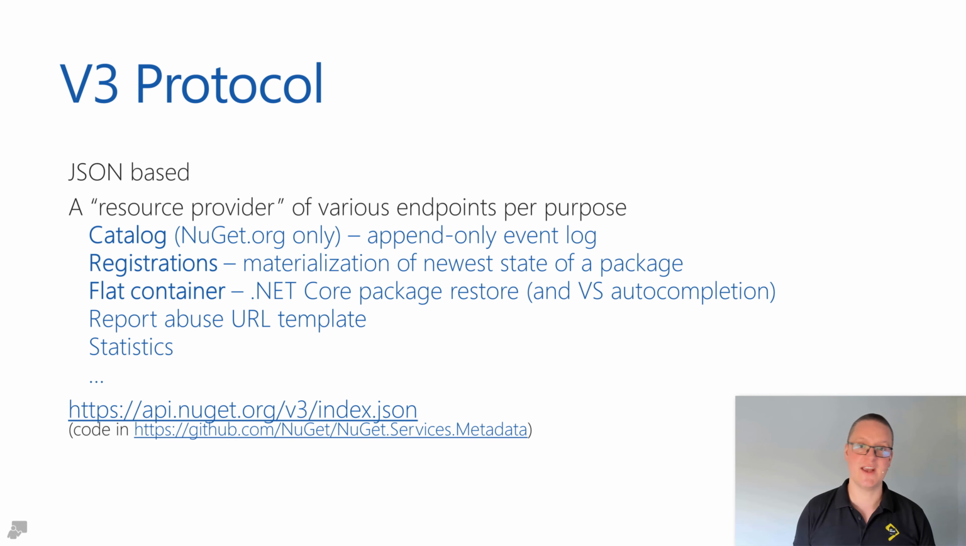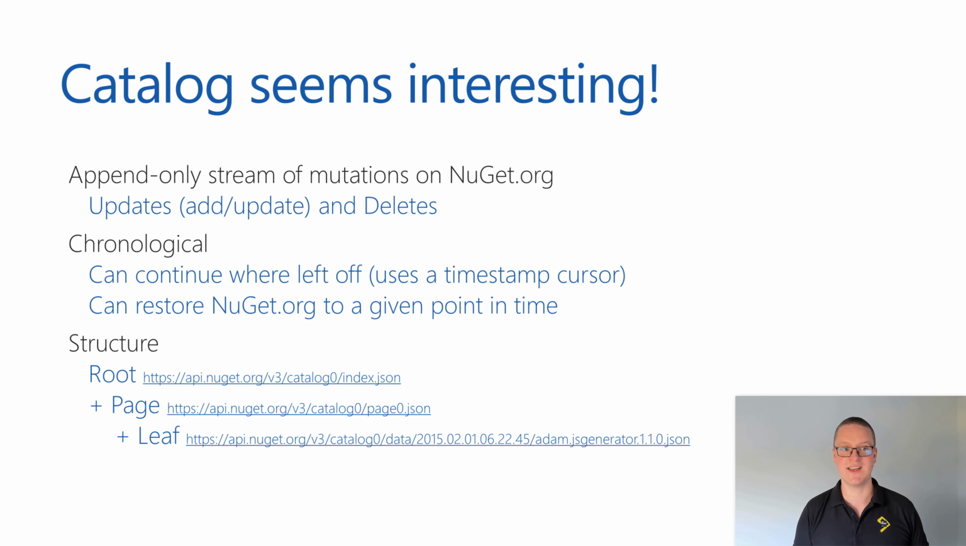There's a flat container in there as well, and the flat container is used during package restore. Essentially, when you're restoring packages in your project and solution, you don't want to hit search because you already know which package ID and version you want to restore. So the flat container is a convention-based URL that allows you to fetch the binary for a certain package. There's some other stuff in there as well. Search is in there, everything is in there. But the one that's really interesting for our use case here is the catalog.